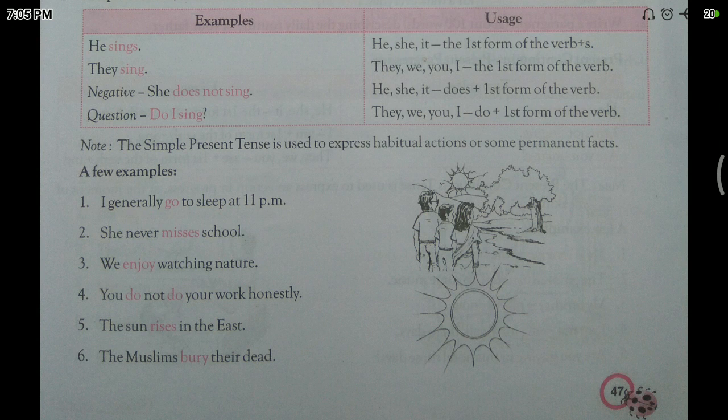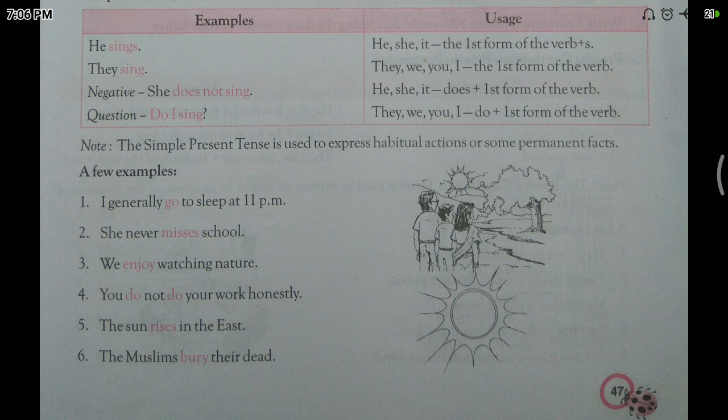So once again, he, she, it takes does plus not plus the verb's first form, and I, we, you, they take do not plus the verb's first form. Now see, like they do not come, I do not go, we do not eat meat, he doesn't come to school regularly, she doesn't eat fast foods. So these are some examples.